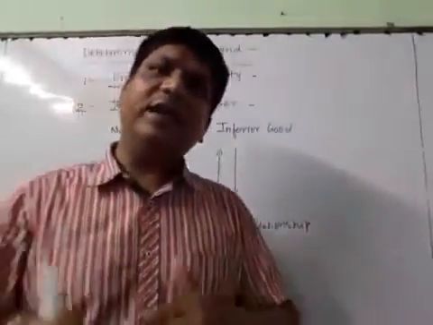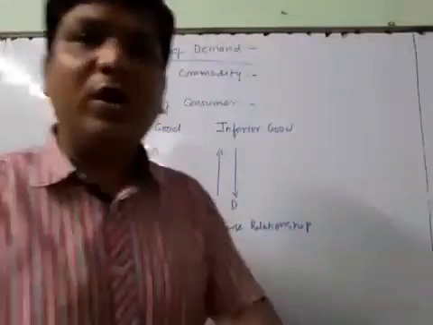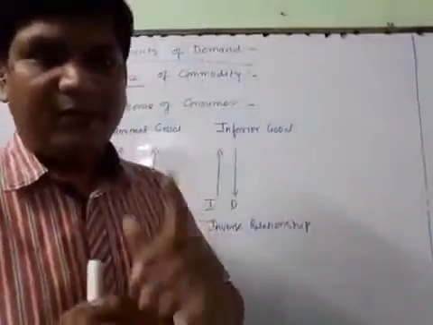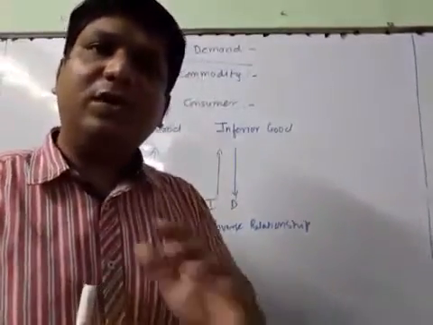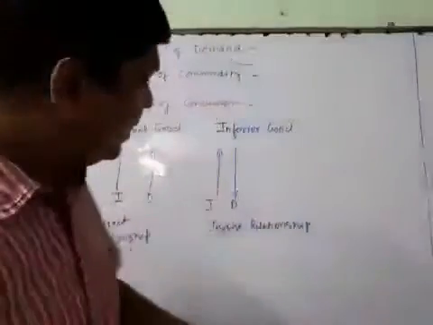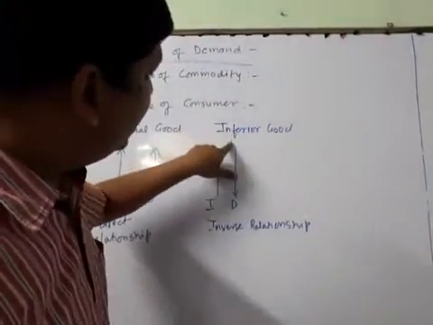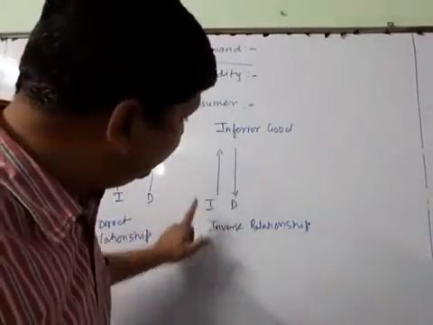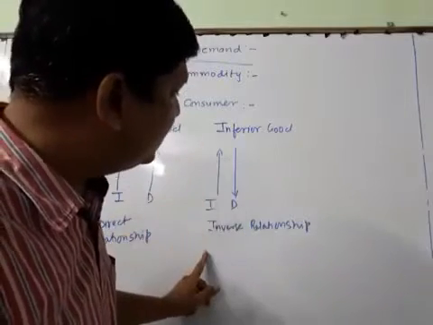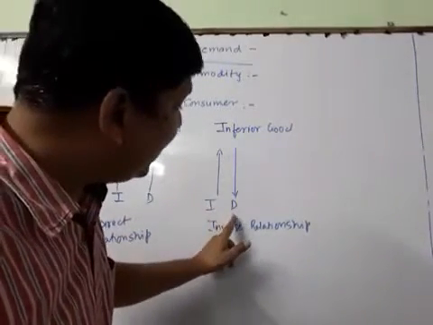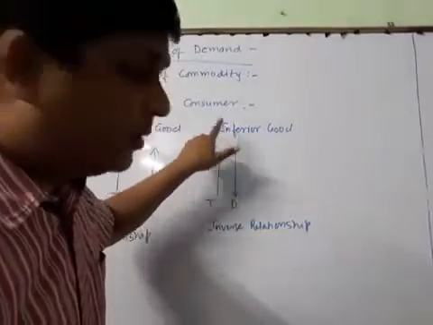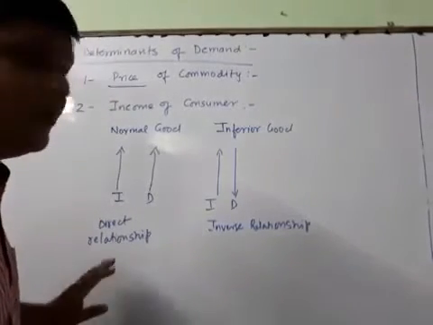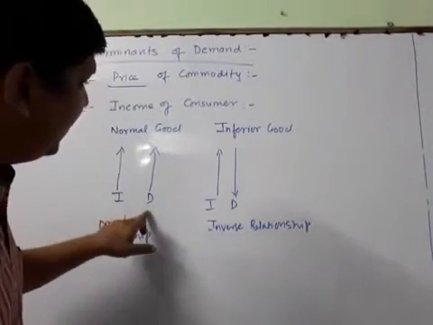And that is why, when the income increases for the consumer of inferior goods, the demand for inferior goods decreases. So there is an inverse relationship between income and demand for inferior goods. But for normal goods, there is a direct relationship. There is a positive relationship between income and demand.